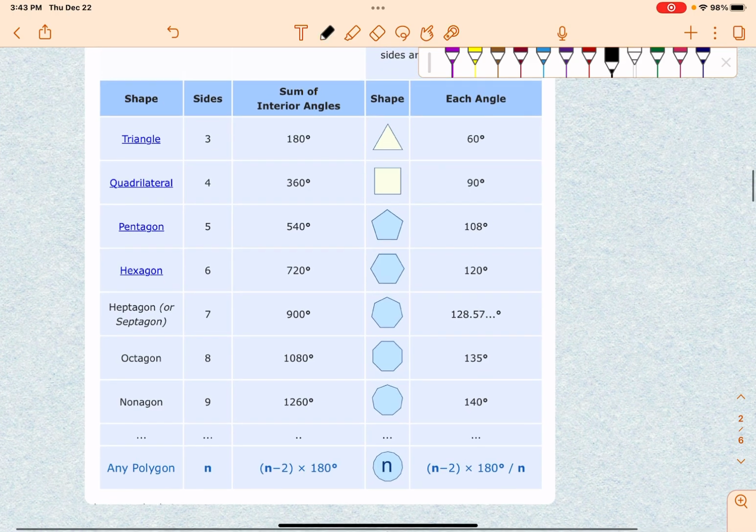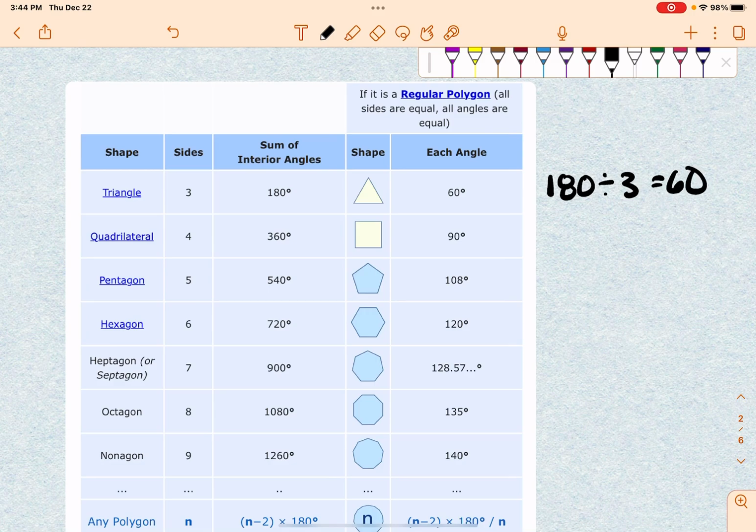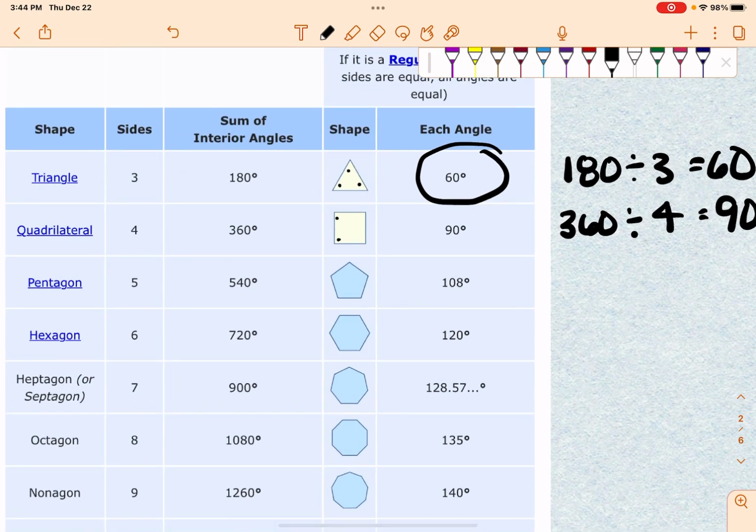Now, to know what the angles are inside, if it's a regular polygon, that means that all the sides are the same length, all the angles inside are equal. So if I took 180 and divided it by 3, I would get 60. That's each angle inside this triangle would have to be 60 degrees if it were a regular polygon. Now with a quadrilateral, 360 divided by 4, because there are 4 sides, it's going to be 90 degrees. That means each of those would be 90 degrees.